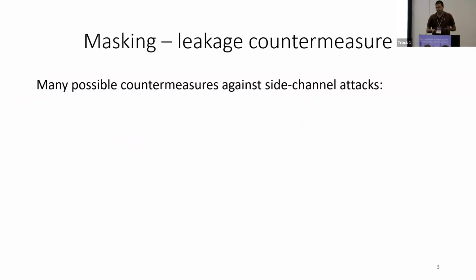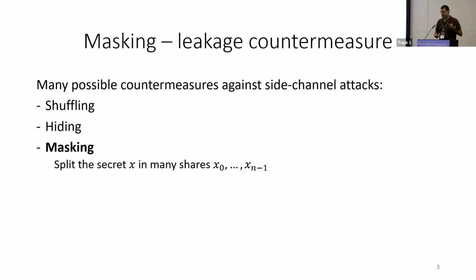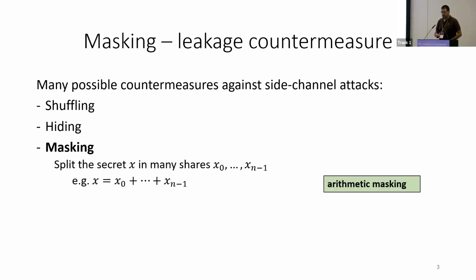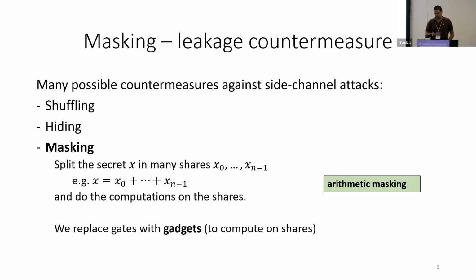Against leakage, there are many countermeasures. The most popular are shuffling and hiding, but in this talk, I will talk about masking, which is the much more used countermeasure. The idea is that we have a secret and we split it in many shares, x0 till xn-1. And in this talk, we will use arithmetic masking, which means that the sum of the shares is the secret. And then we need to do computations on the shares.